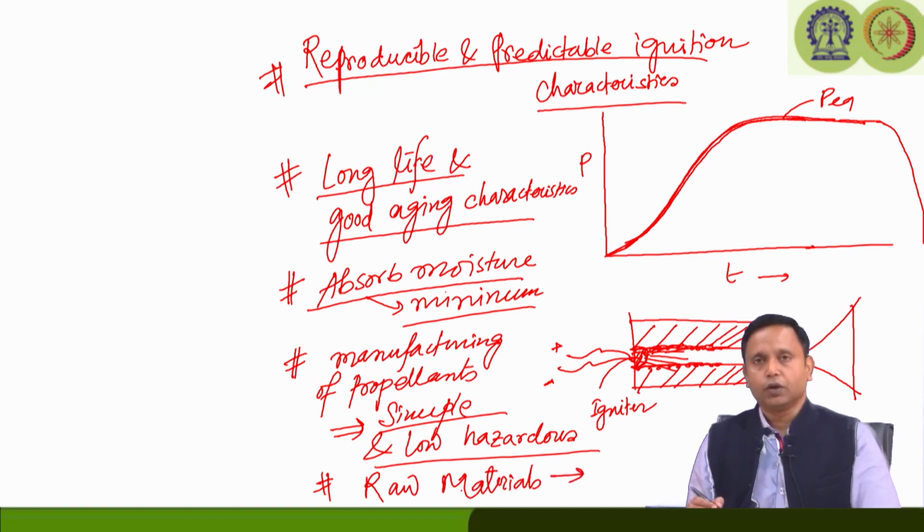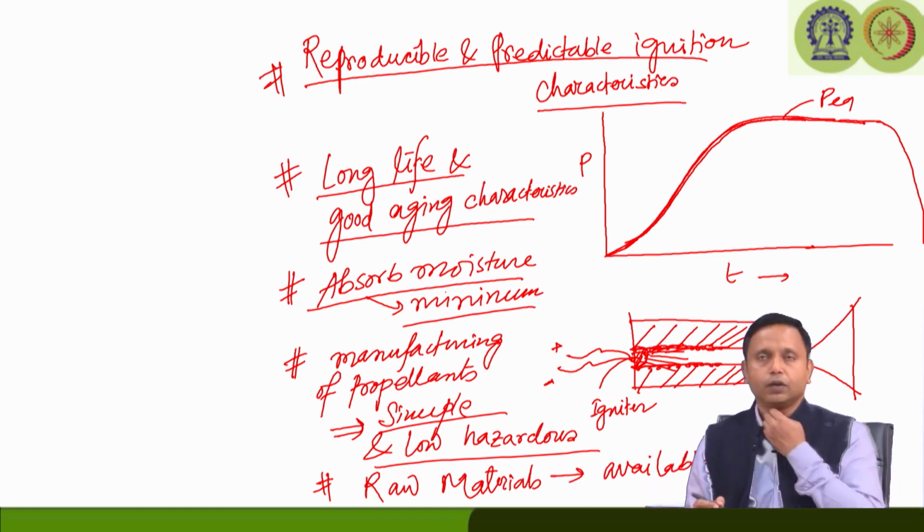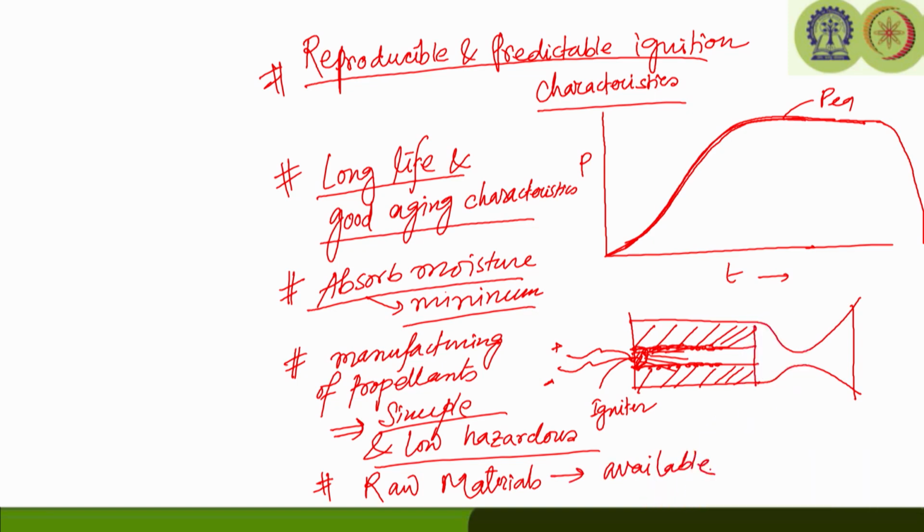So, we need to make sure that the raw materials are available for the propellant, and it may be required for quite some time. So, we should make sure that the availability of the raw materials is guaranteed for at least some period of time, or we can say over the production and operating life of the propellant.